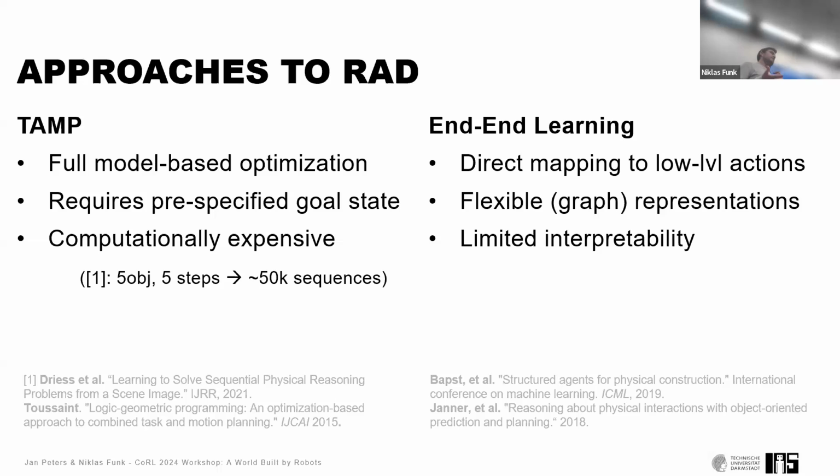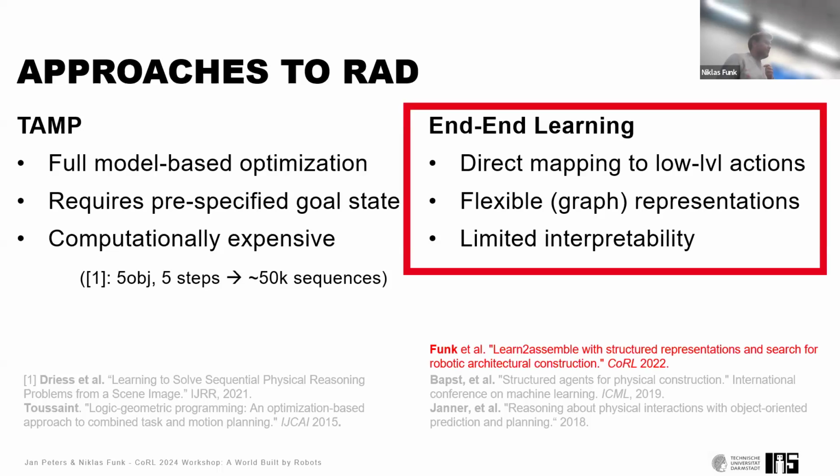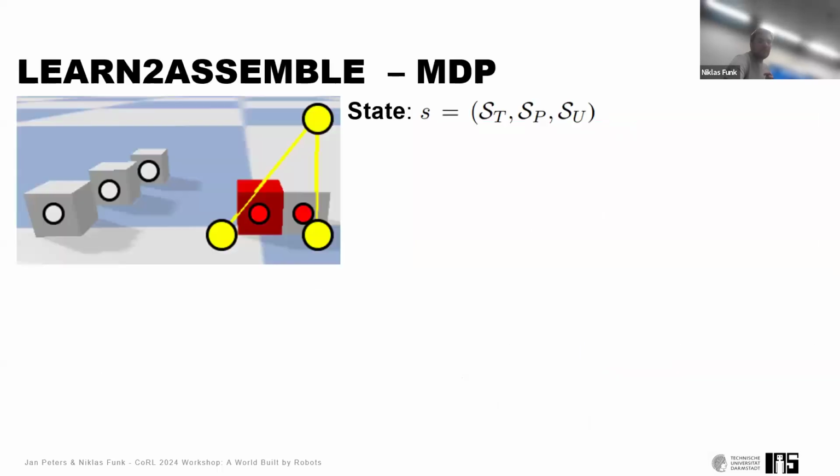Still, because those methods can be way more reactive and evaluated quicker, in our first work, we will actually focus on an end-to-end learning approach for robotic assembly discovery. So we want to solve this problem through learning, and in particular reinforcement learning. So we first have to design the MDP.